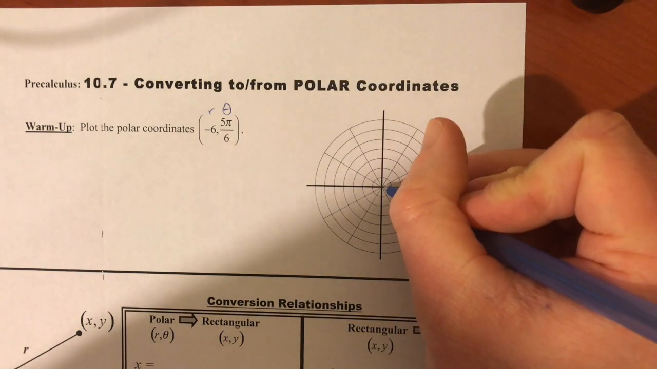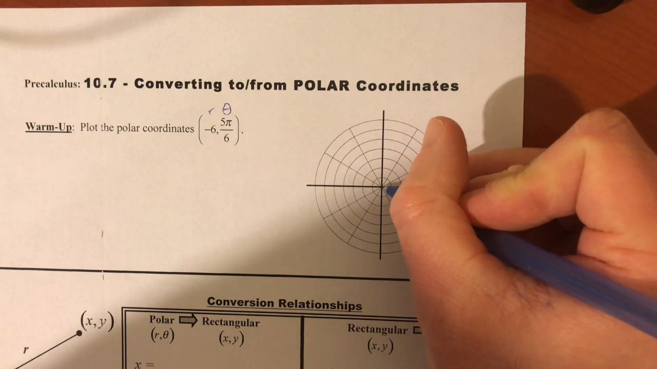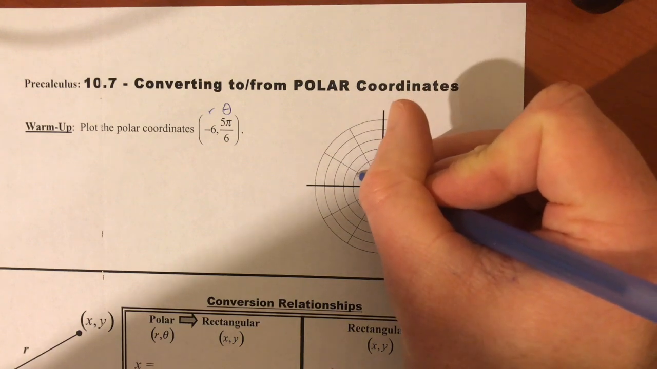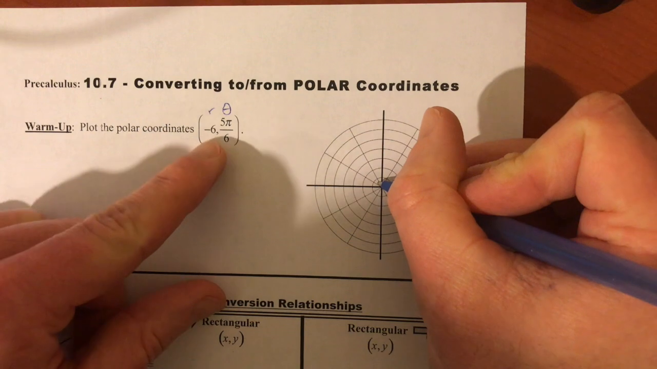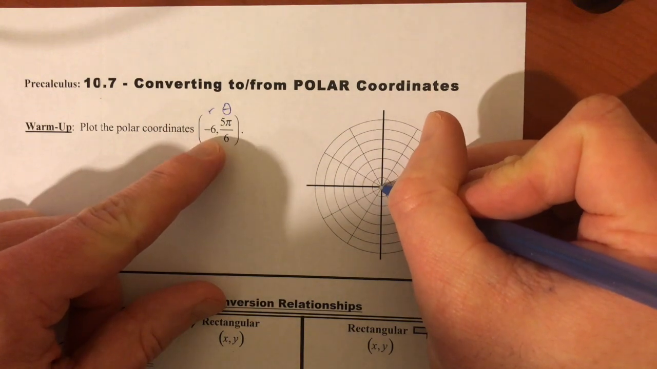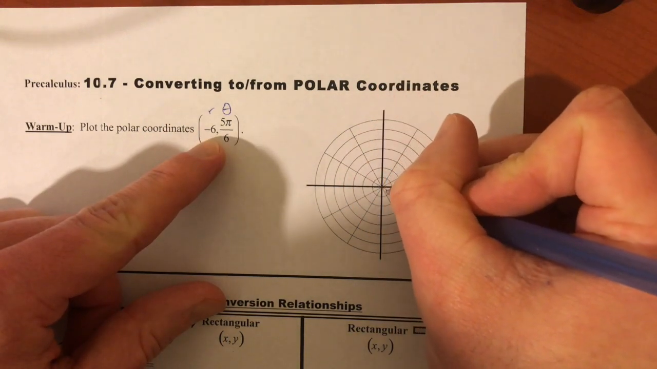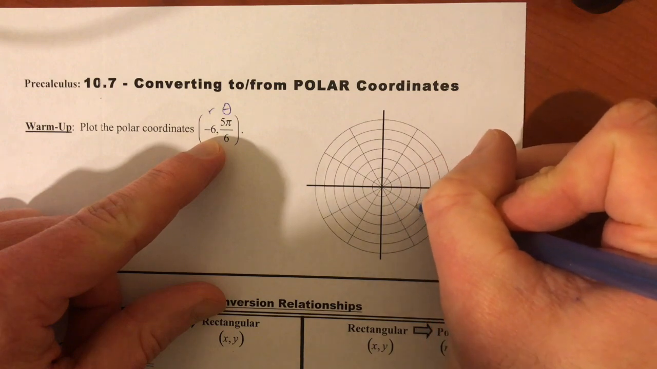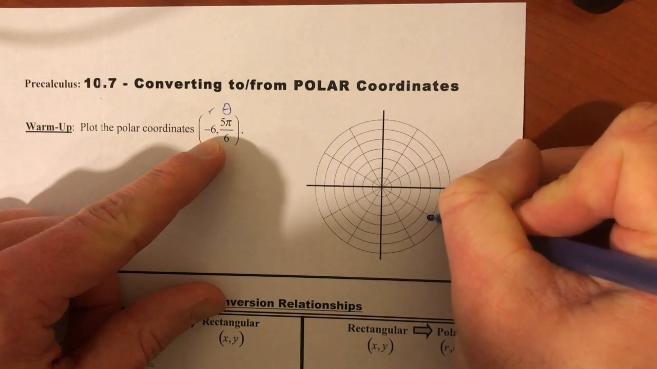You can either think about the angle first, which is 5 pi over 6, which would put you right along this line, but then going -6. So instead of going 6 units out, 6 units back. 1, 2, 3, 4, 5, 6. That'll put you right there.